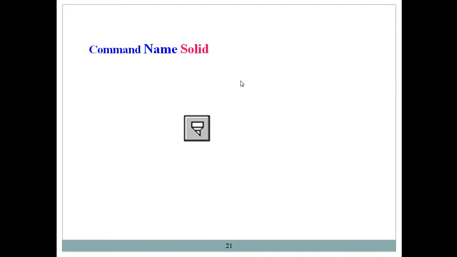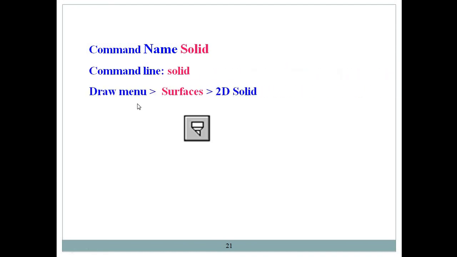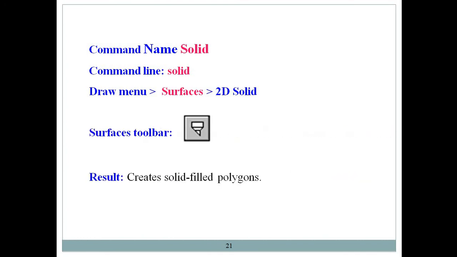Then the next command is the solid command. In the Draw menu, Surfaces, 2D solid and 3D solid. Then we use the Surfaces toolbar, and finally draw 2D and 3D drawings with the help of solid filled polygons.